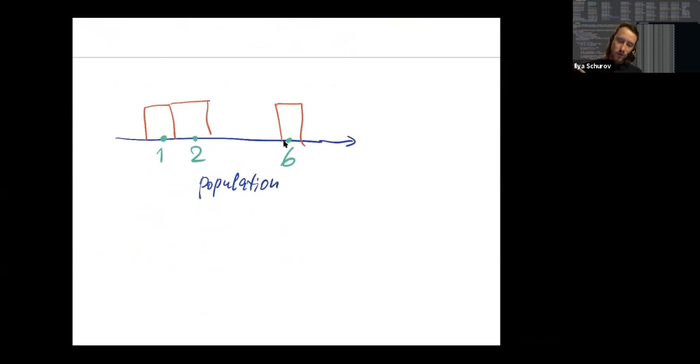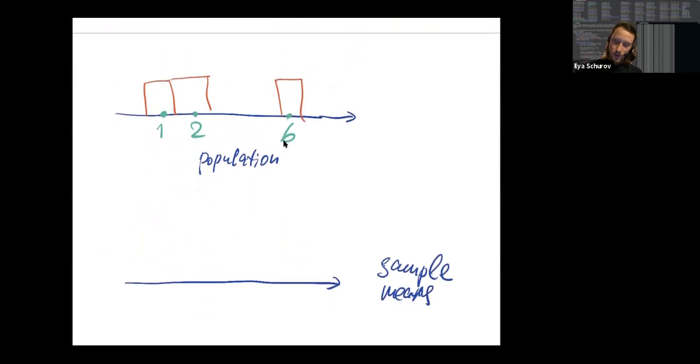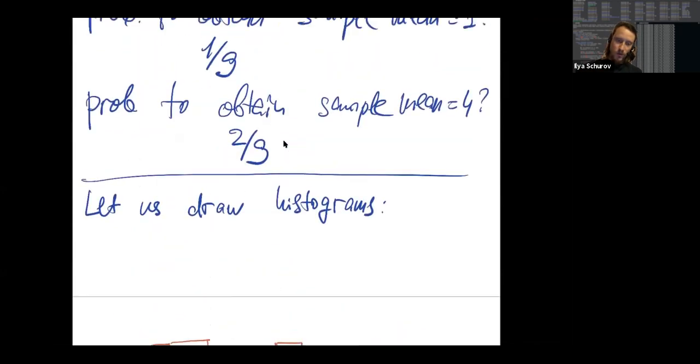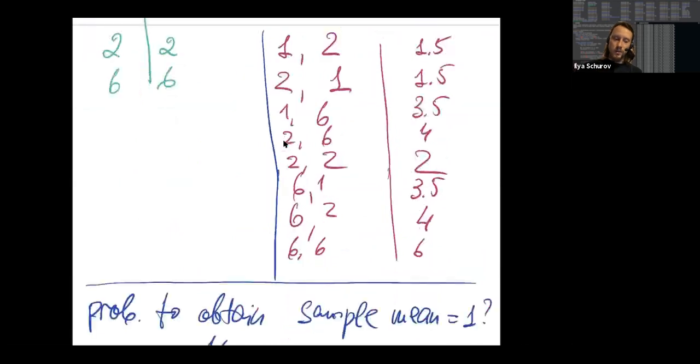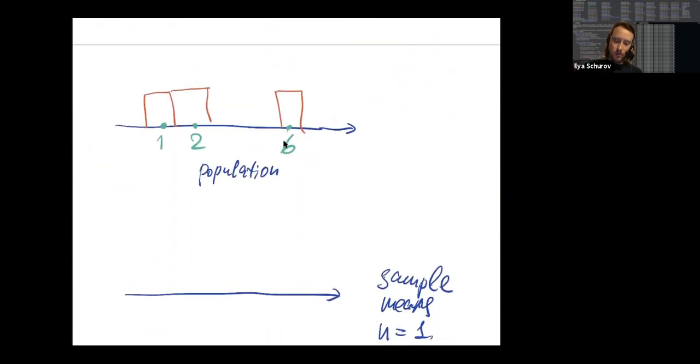Then I can draw a histogram for sample means with n equals to 1. So for these values. And it will be the same as the population, which is quite trivial.